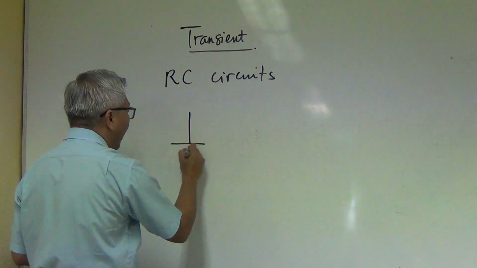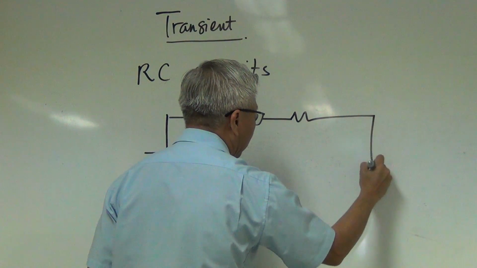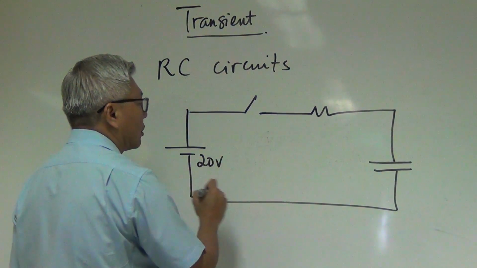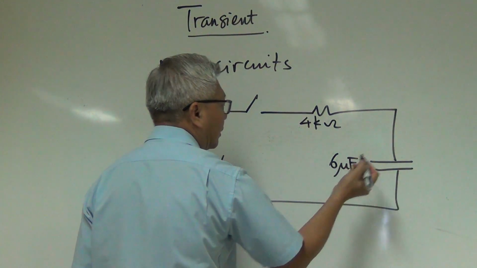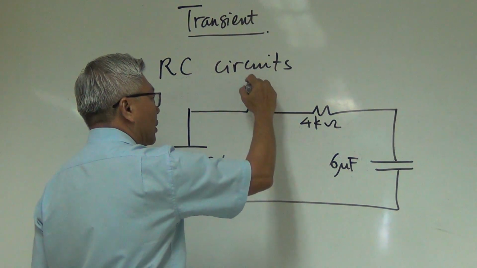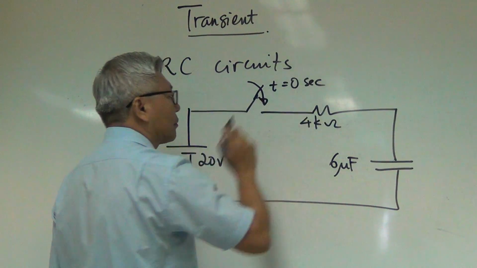Now, if I have a DC power supply with a switch, a resistor, and a capacitor, right? If I say this is 20 volts, this is 4 kilo ohm, and this is 6 microfarad. The unit for the capacitor is 6 microfarad. This is a switch, and I'm going to close the switch at t equal to 0 second.